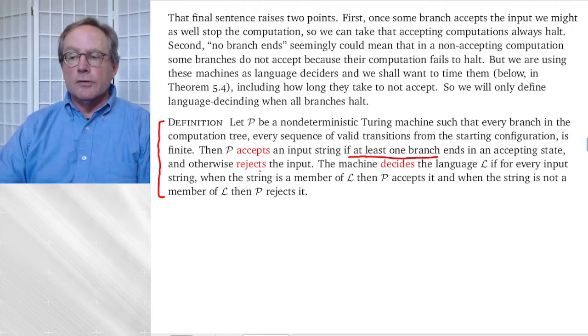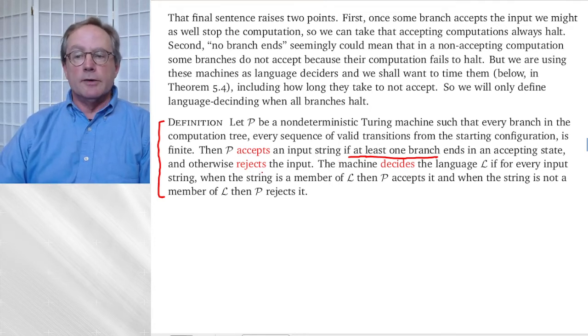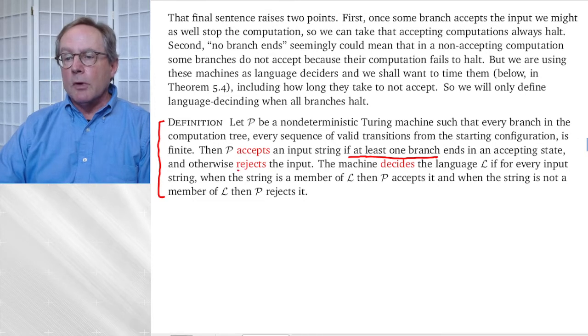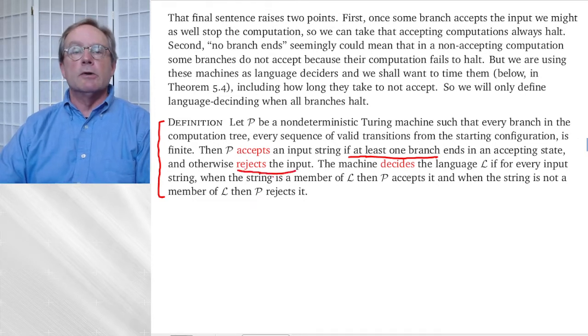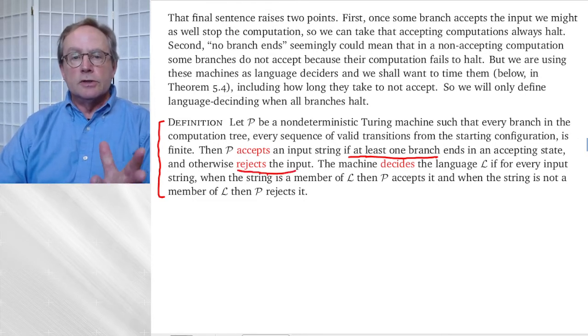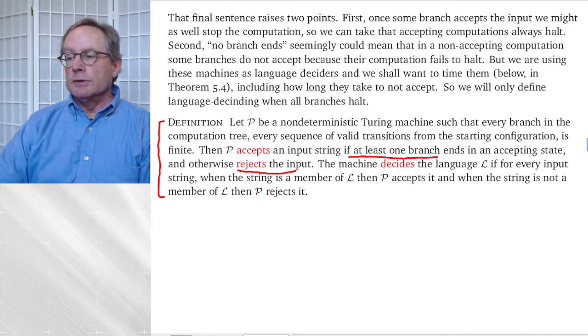Otherwise, if there simply is no branch, then we reject the input. That's what makes this machine a decider. It either accepts or rejects. It doesn't leave itself saying, I'm not sure, I'm still waiting for the computation to finish. The machine decides a language L if, for every input string, when the string is a member of L, then P accepts, and when the string is not a member of L, then P rejects.